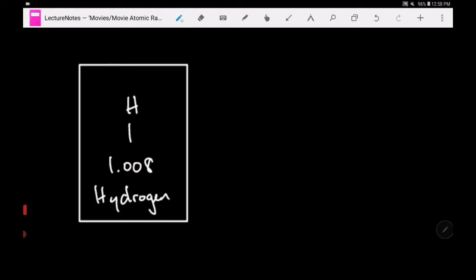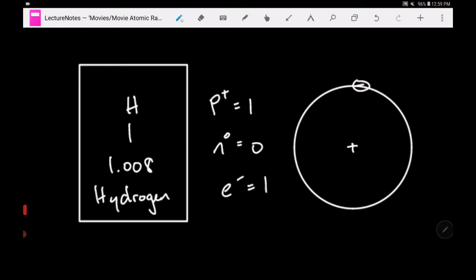For a hydrogen atom, there's one proton, there's no neutrons, and there's one electron. So in the nucleus, there's one proton, and then around the nucleus, there's one electron. The size of the atom is the distance between the nucleus and the electron. Since this is a circle, this is the radius.